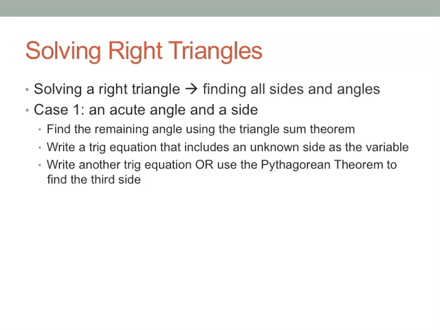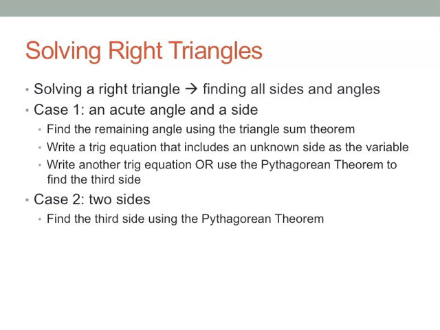In the second case, you are given two sides. So that means you're still missing one of the sides and two of the angles. Remember, that third angle we already know is a right angle. So first, we can find the third side using the Pythagorean theorem. Okay, so now we have all three sides. So now we still need to find the other two angles. So next, you'll write a trig equation that includes an unknown angle, and then you'll have to do inverse trig of whatever that ratio is.